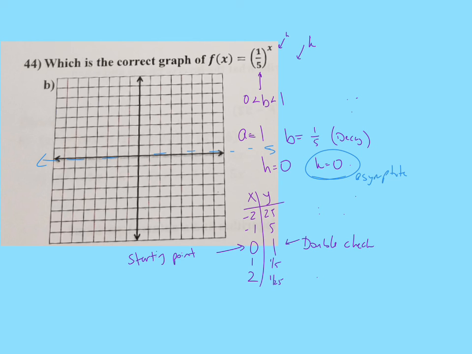Remember, negative exponents do not give you negative answers. Negative exponents give you fractions, because it's like the opposite of that. It's the opposite of repeated multiplication, so it becomes repeated division. All right.